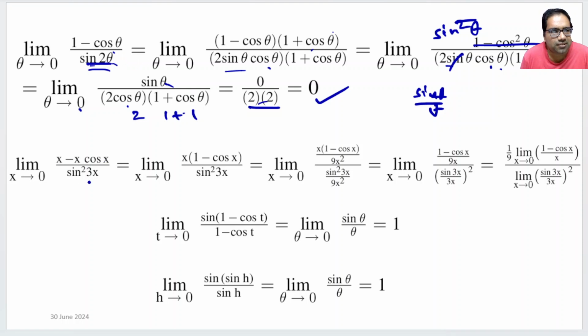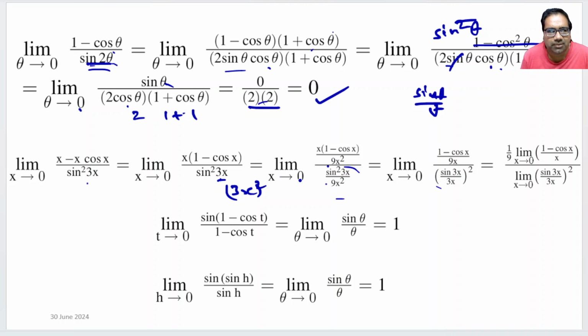Okay, x minus x cos x by sin square 3x. Okay, we'll write it as x into 1 minus cos x by sin square 3x. Right. Now, there is a square here. We want 3x whole square. Sin square 3x, we can write it as sin square. So, what we'll do, we'll divide with 9x square, both numerator and denominator. So, this part will become 1 now. Limit of this part will become 1.